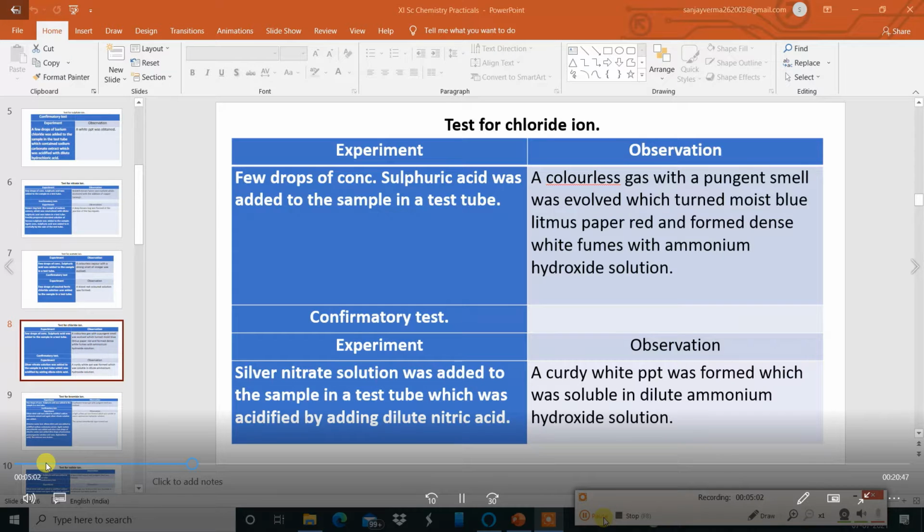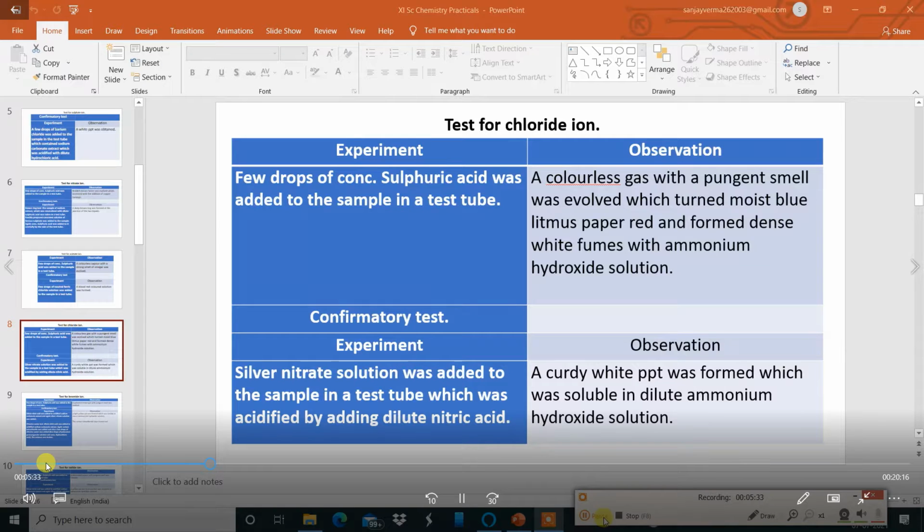I had shown you today the test for chloride ion also. There are two tests. The first one is the preliminary test and the second one is the confirmatory test. In the preliminary test, a few drops of conc. sulfuric acid were added to the sample in the test tube, when a colorless gas with a pungent smell was given out. This gas is of course hydrogen chloride gas, which is acidic in nature. It turns moist blue litmus paper red and forms dense white fumes with ammonium hydroxide solution.